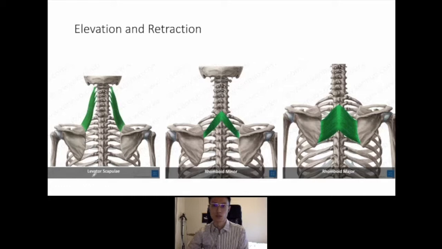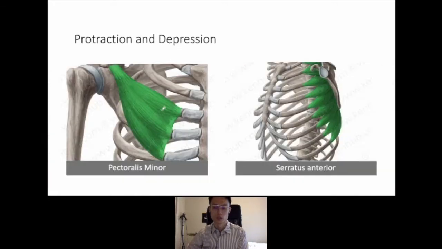The muscle group that controls the elevation and retraction of the scapula includes the levator scapulae, which, as its name suggests, elevates the scapula, the rhomboid minor, and the rhomboid major. Also, as you can see from the fiber vector here, it pulls the scapula towards the middle and also elevates it. Therefore, elevation and retraction. The next one is protraction and depression of the scapula.